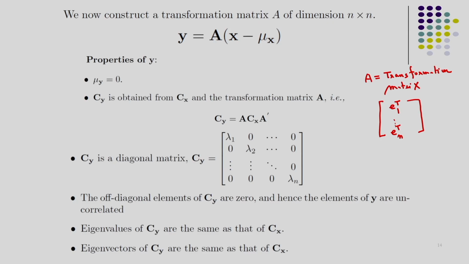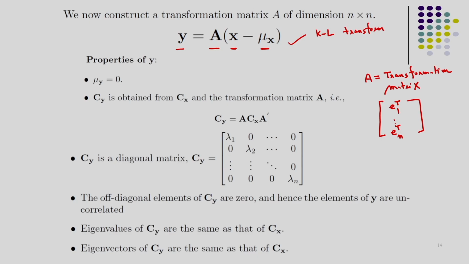Now in this case I am defining a transformation. The transformation is y is equal to A times x minus mu x, that I am determining. And this transformation is called the KL transformation. So this is my transformation matrix, x is the input vector, mu x is the mean, already I have determined, and I am getting the transform data. The transform data is y. So this transformation is called the KL transformation.